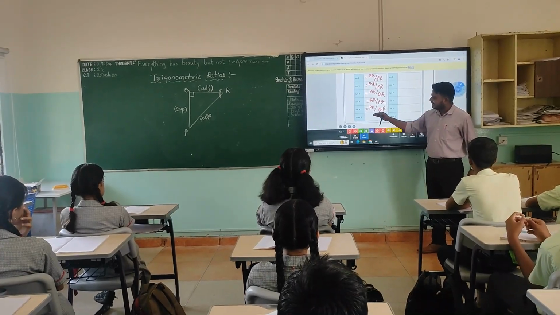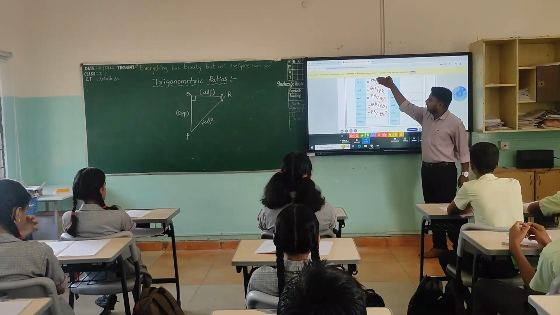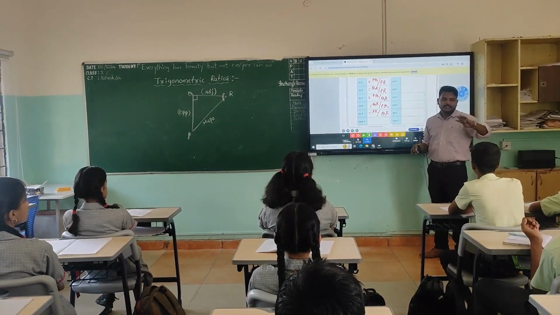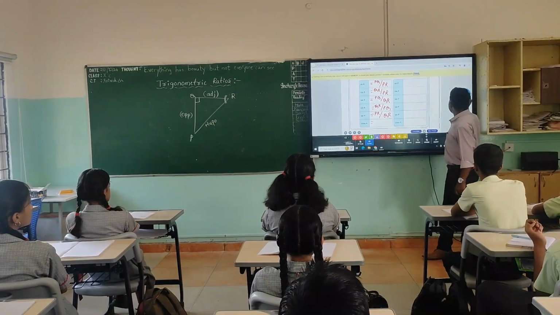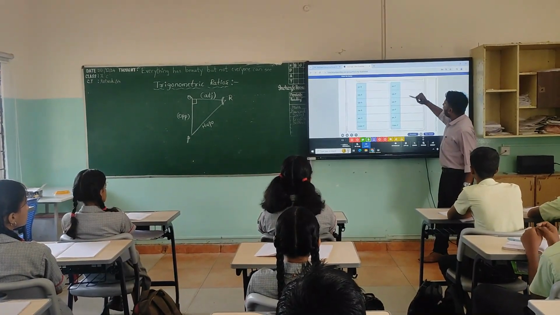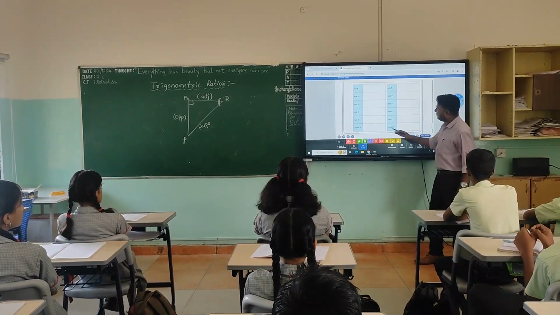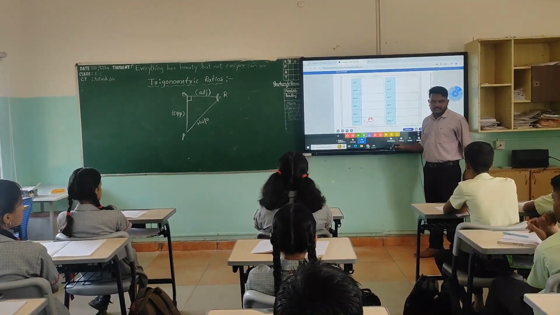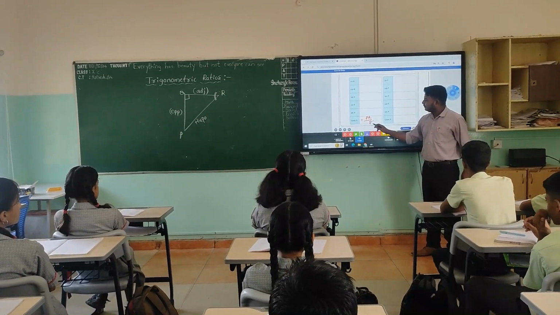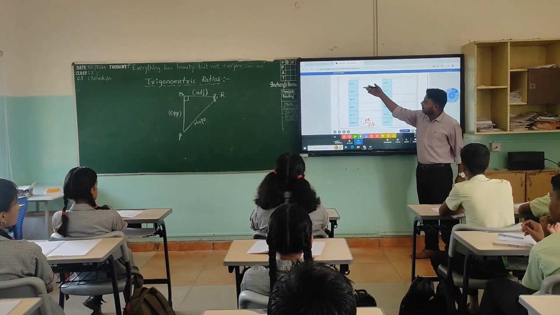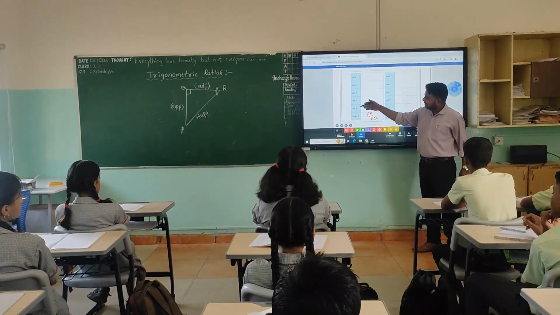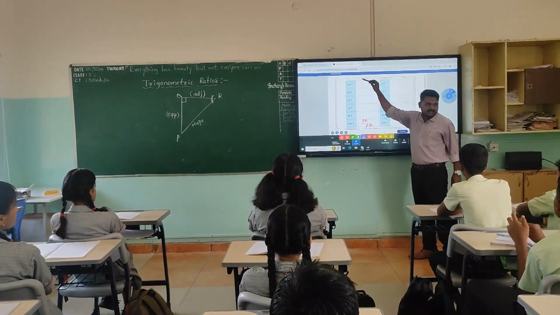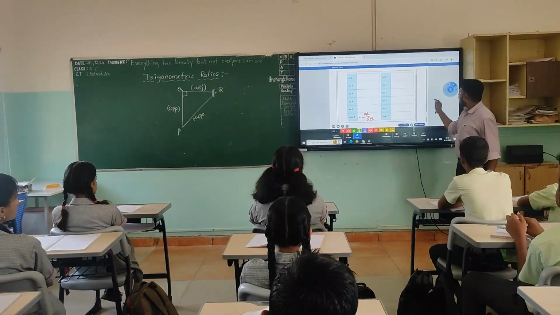Next, the last ratio is the reciprocal of sine. Sine means PQ by PR. Cosecant is the reciprocal, so it is the ratio of hypotenuse by opposite. Clear? Which is the hypotenuse now? Here. Cosecant R is equal to hypotenuse PR divided by opposite PQ. Clear? So we have sin R, cos R, tan R, cot R, secant R, cosecant R. R is the reference angle. Clear? So here we have one more example.